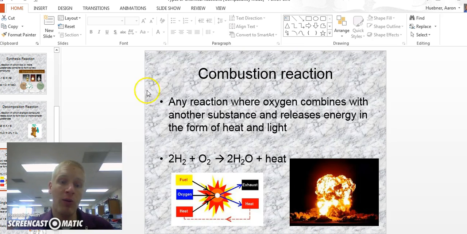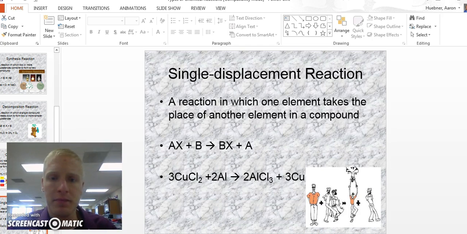And of course, always you're going to have heat generated. Exothermic, so heat would be on the product side of a thermochemical equation. So that's combustion, and in other videos we'll go about how to predict products of combustion, complete and incomplete combustion. Alright, 2 more. There's single replacement and double replacement.